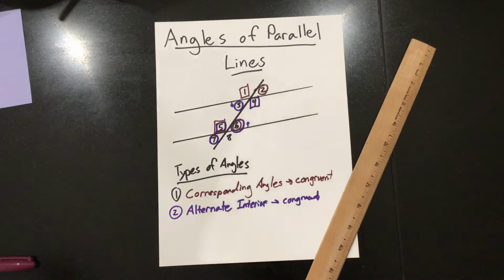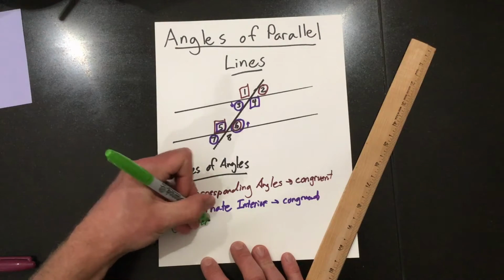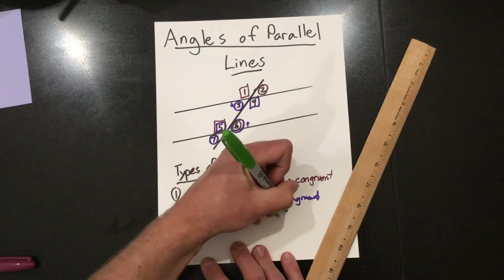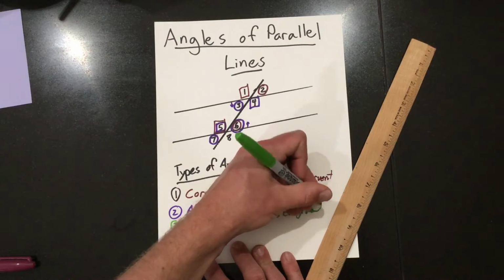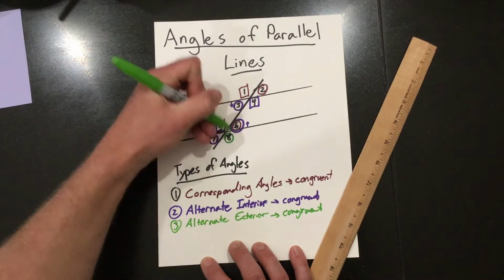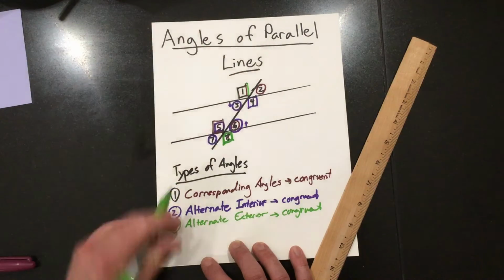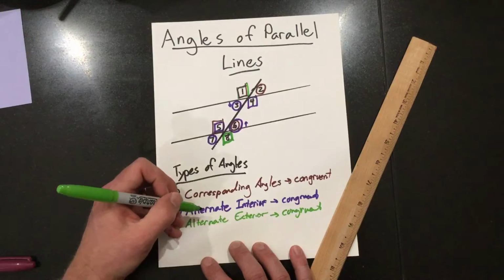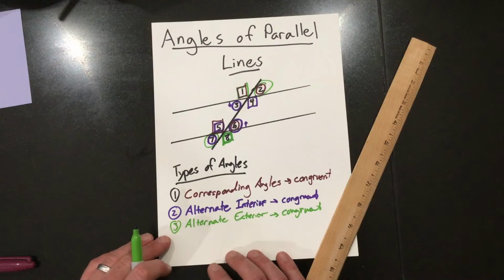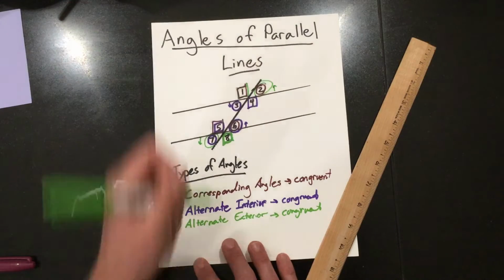The next one we're going to talk about is alternate exterior. So, similar idea. Again, these are going to be congruent, and as you would imagine, they're going to be on the opposite sides, but outside. Oh, actually, let's make this a box, so that way they all have the same shape. There we go. So 1 and 8 are going to be congruent. 7 and 2 are going to be congruent. They're alternate exterior angles. They're on the outside of the parallel lines, but they have the same angle measure.